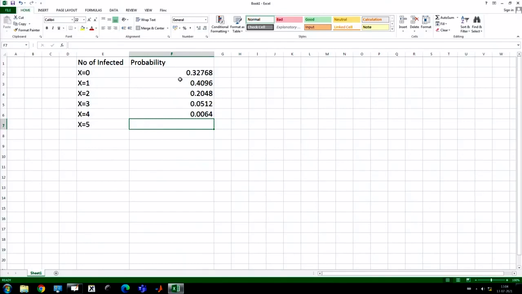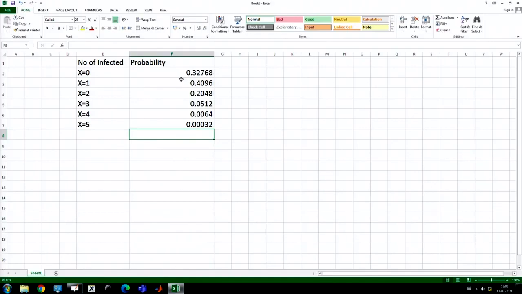Now, what about all 5 getting infected? If all 5 have to be infected, you have 5C5, which is 1, and 0.2 power 5, and the last term is going to be 0.8 power 0, which is 1. So basically what you will have is 0.2 power 5, and that is going to give you this value. If you add them up, of course, the total will be 1. Now, the reason I took the pain of deriving each of these probability values is to give you a sense of how the distribution looks.